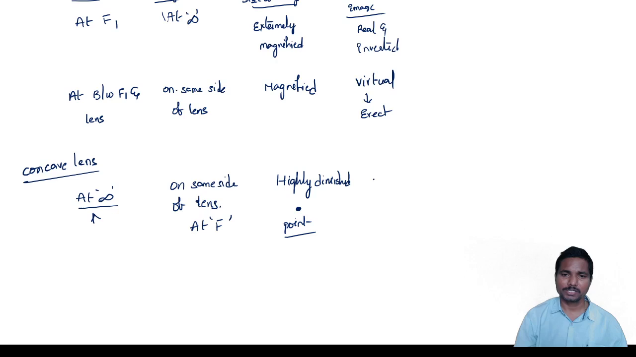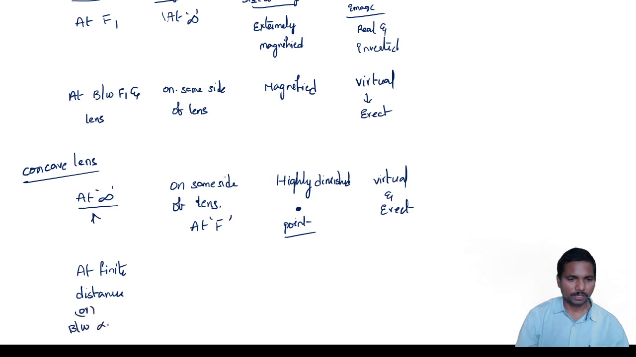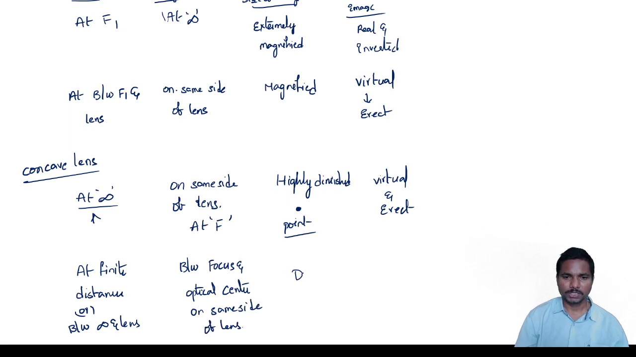And here, in the case of the concave lens, there are only virtual and erect images, which we can give blindly. The second chance is at a finite distance, between infinity and the lens. Same as the mirror, where we have between focus and center of curvature, here you get it between focus and optical center on the same side. Here the size is reduced or diminished. So virtual and erect.